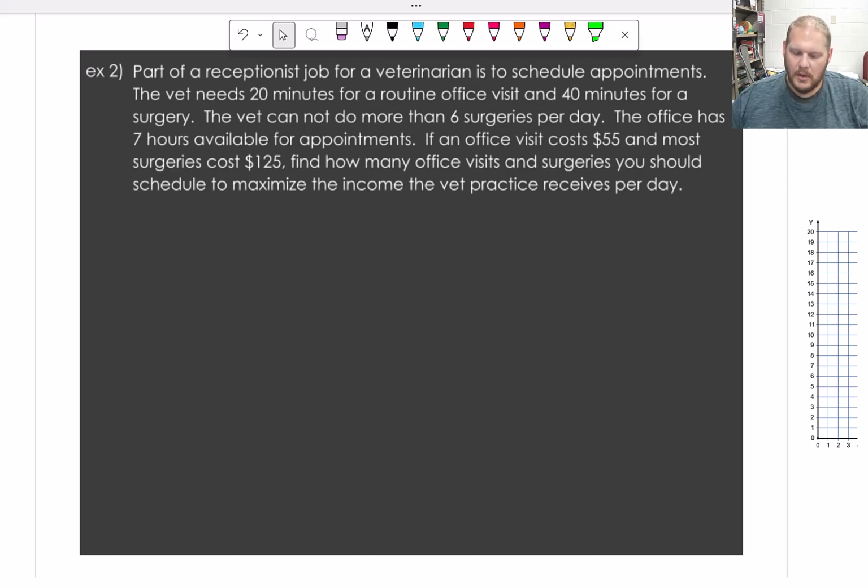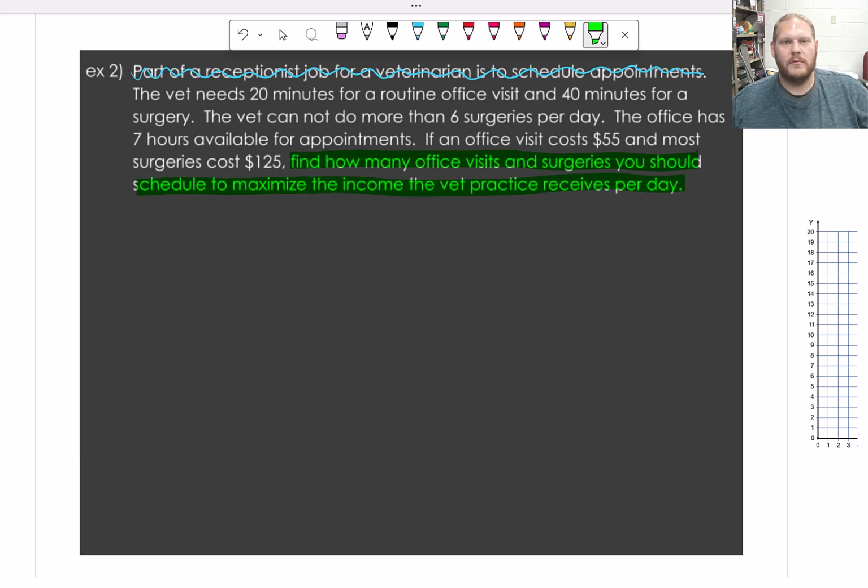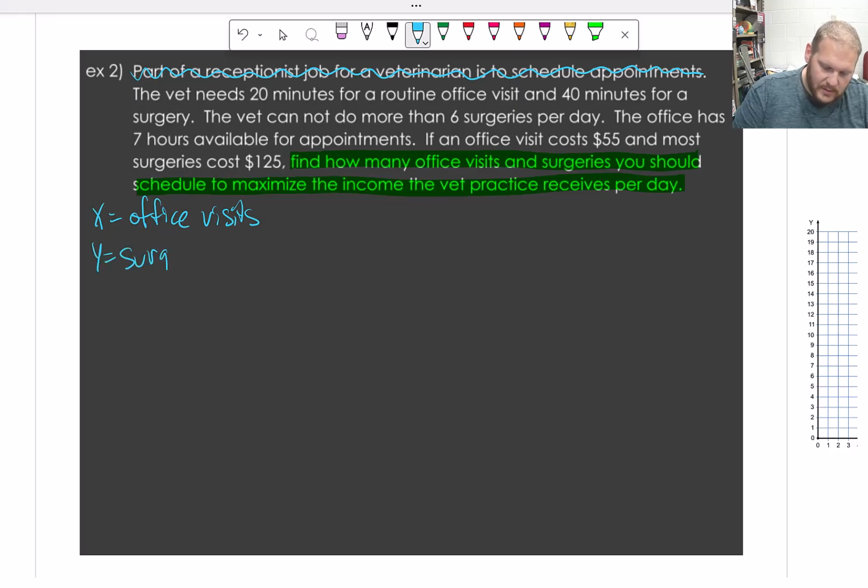Right, so the first sentence doesn't really tell us anything about any kind of equations or anything. It's just kind of setting us up in terms of why are we talking about this, right? So from here, I'm going to just look at my variables, and that usually is going to stem from that last sentence. Okay, we're trying to figure out how many office visits and surgeries we should schedule in order to maximize the income for that practice. All right, so the x and y values that we're solving for, x is going to be regular standard office visits, and then I'm going to say that y is surgeries. And you can define it the other way, but that is how I'm just going to set it up, right? Those are the 2 different types of appointments that we are scheduling.